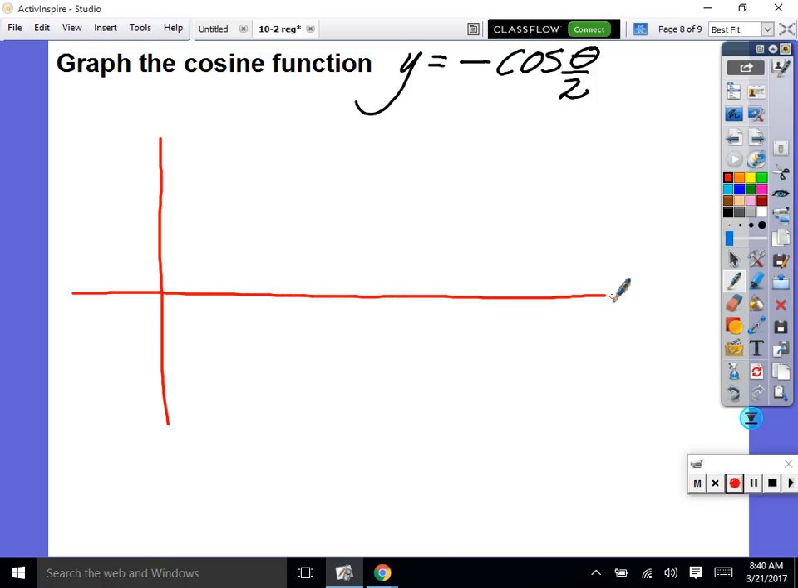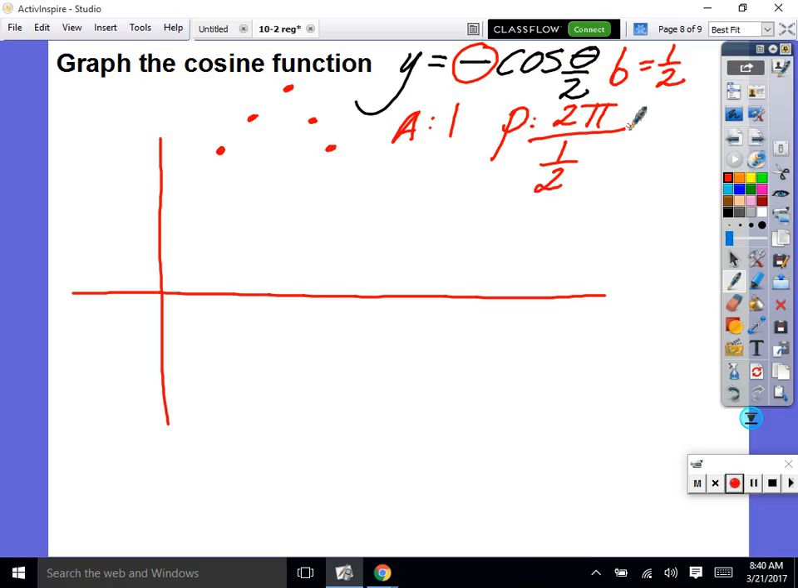Our amplitude is technically 1. The negative will affect our graph, but that just means instead of max, 0, min, 0, max, we'll be doing min, 0, max, 0, min. We'll get to that in a minute. So that's what that negative does. Our period is 2 pi divided by b. Well, our b is 1 half. So 2 pi divided by 1 half is 4 pi. The length of one cycle will be 4 pi.